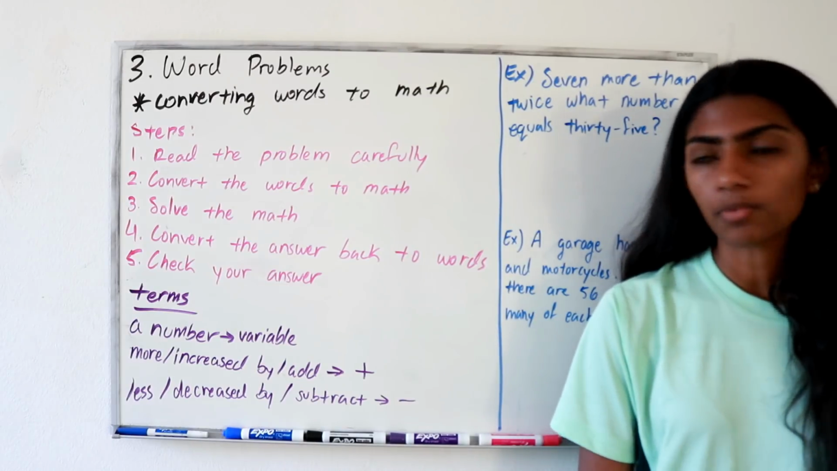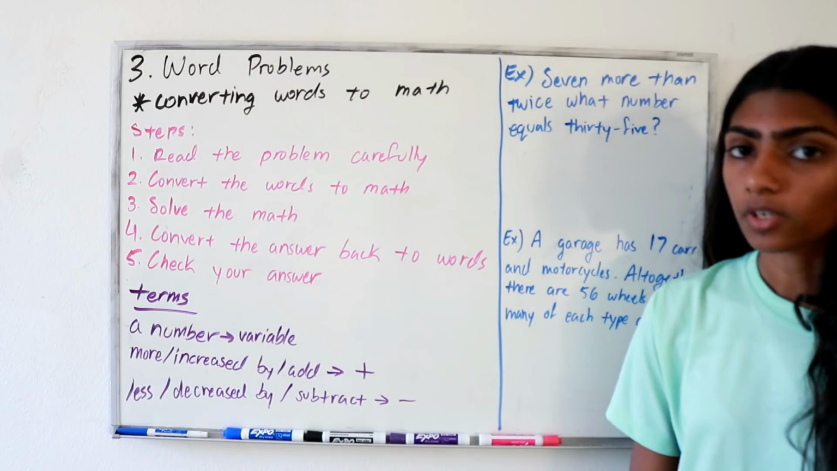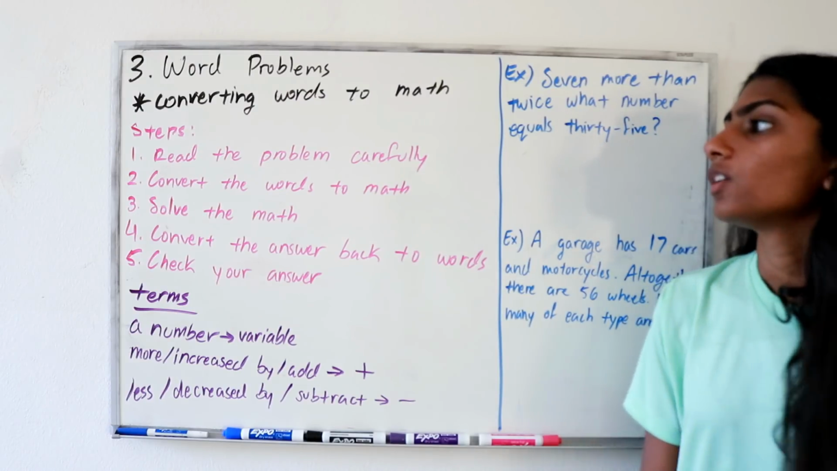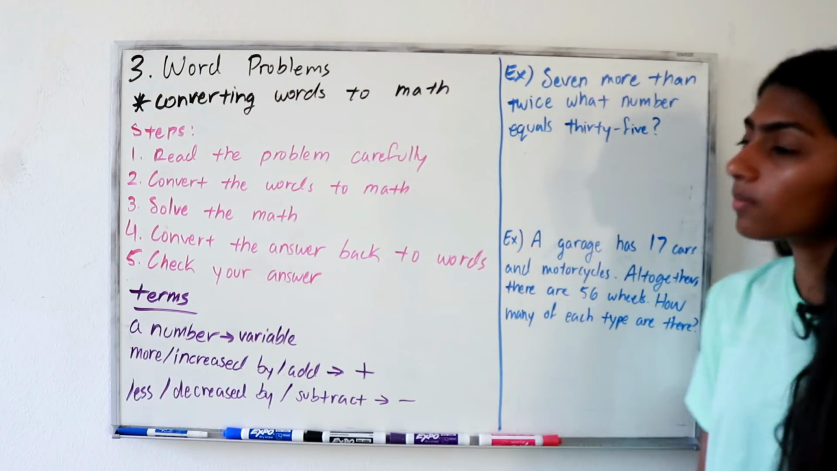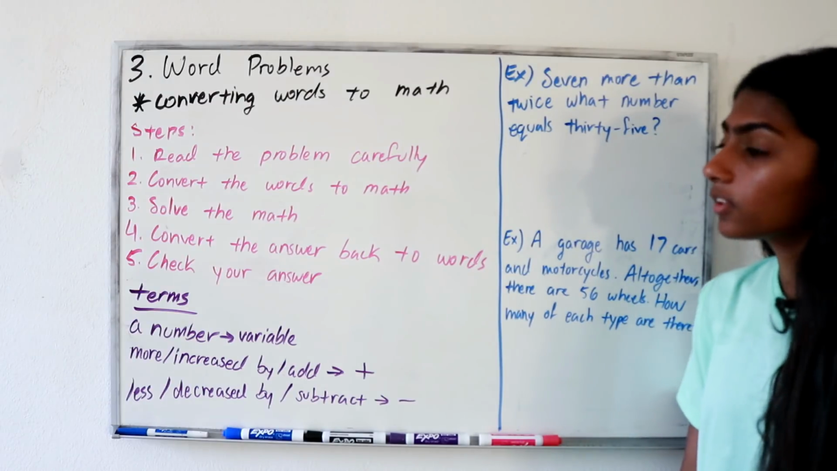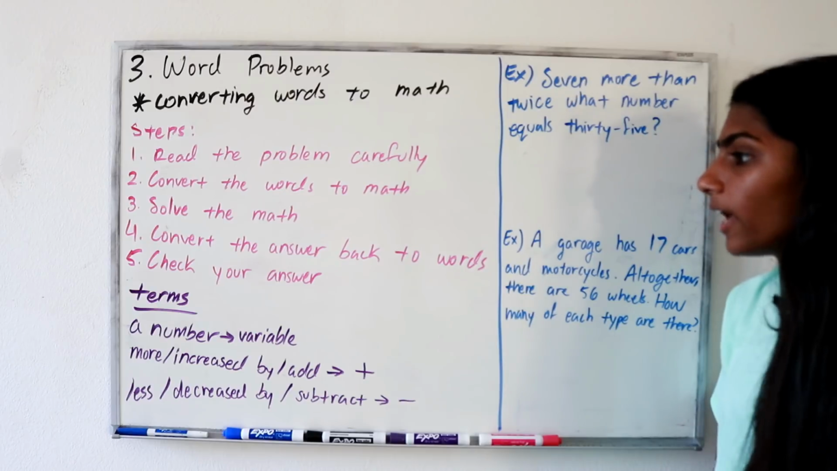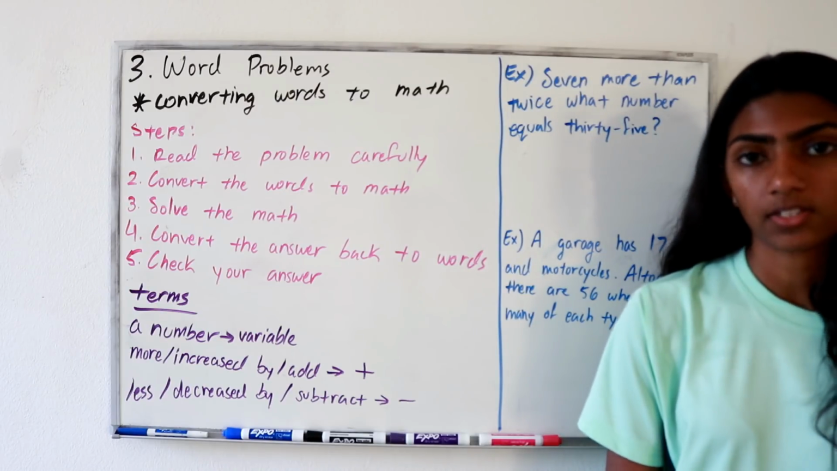Next, let's go over word problems. When you're doing word problems, what you're essentially trying to do is convert the words to math. So here are the steps. First, read the problem carefully. Next, convert the words to math. Then, solve the math, convert the answer back to words, and finally, check your answer.